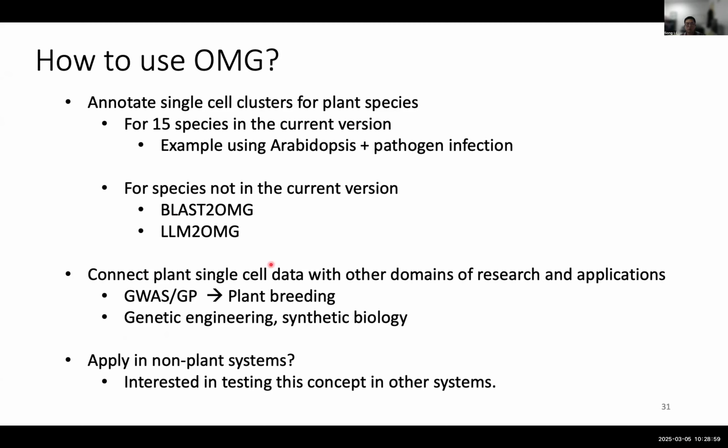And what else do we want to do? We want to connect this with the breeding community so that we can do genetic engineering or GWAS to use this information we gained by cross-species comparison to help people in other research domains in plant science to get a better understanding of their gene functions. And finally, we don't have the personnel to actually do this in non-plant systems, but I'm curious to see whether this works in non-plant systems as well.